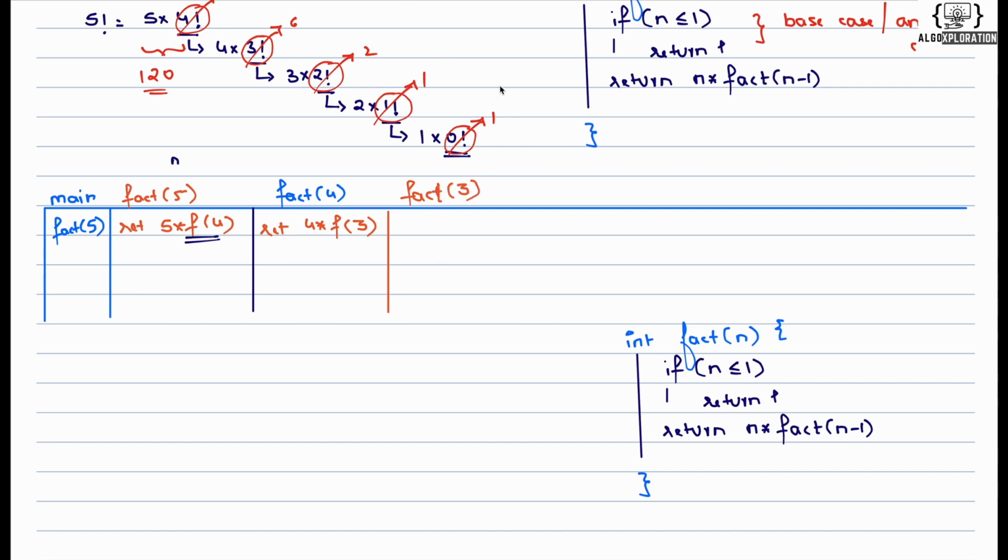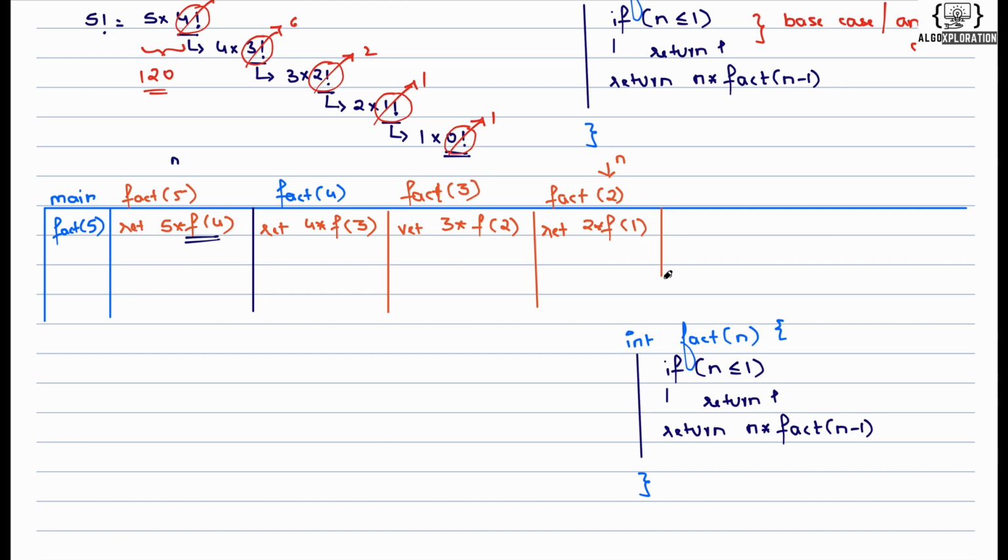Now it will check whether 3, here the value of n is 3, is less than or equal to 1. No, it's not. So execute this line. So return 3 into fact of 2. Then again it is a function calling, so fact of 2. Here the value of n is 2 now. Again it will check whether 2 is less than 1. No, it's not. So execute the next line, that is return 2 into fact of 1.